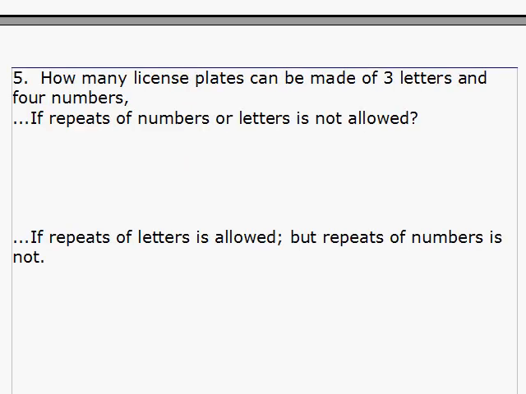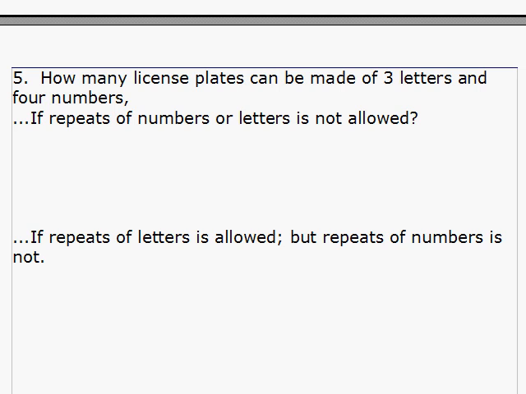Here's a classic problem. Find the number of different license plates that can be made out of so many letters and so many numbers. In this case, 3 letters and 4 numbers. There's a question like this on the exam and also on the homework. And here, the best thing is to just think through it. And I'll show you how to do that.